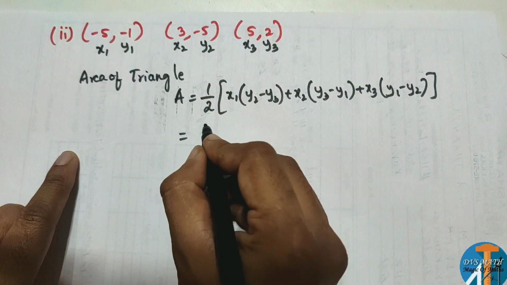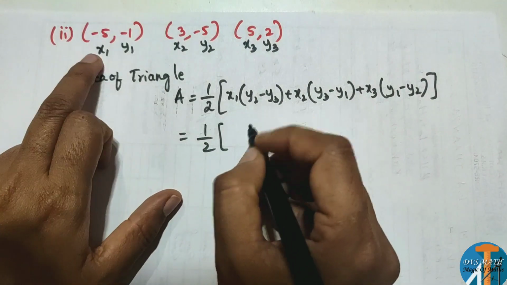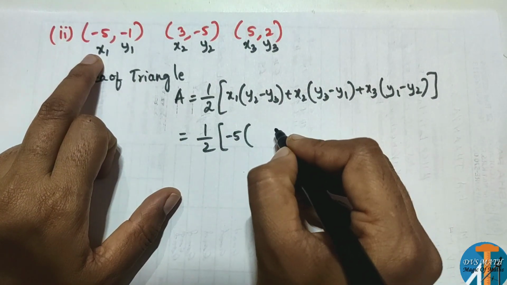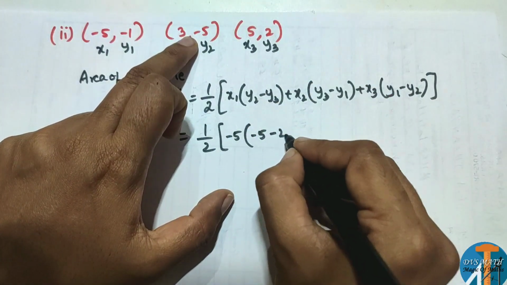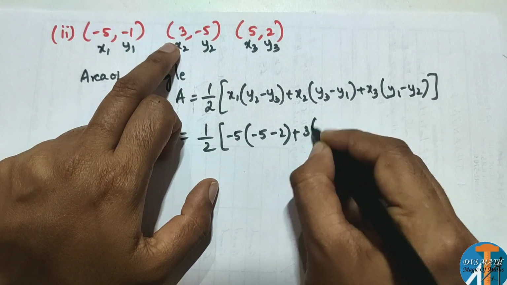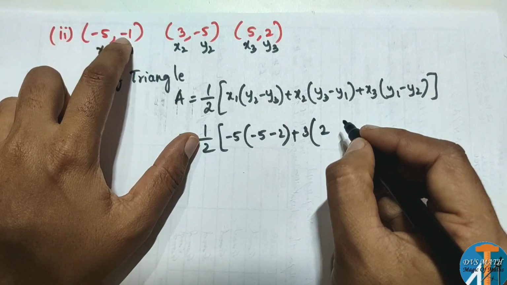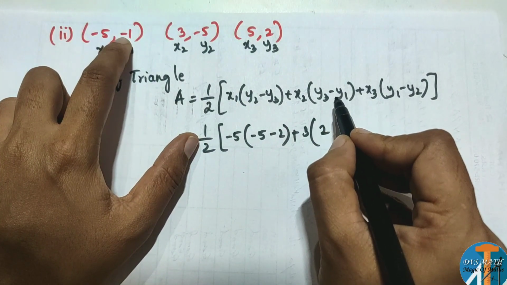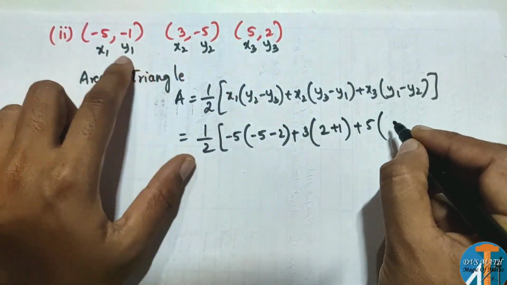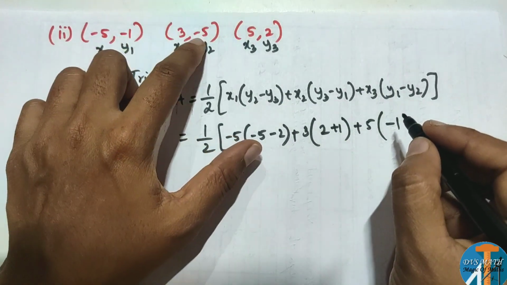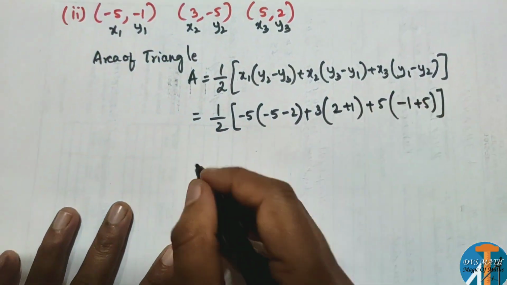Now just substitute. If you write the formula, solving these types of problems is very easy. So let us substitute. What is x1? It is minus 5. What is y2? y2 is minus 5, minus y3, which is 2, plus what is x2? 3, y3, observe y3 is 2, minus y1. In the equation we have minus, minus into minus, plus 1. Plus what is x3? It is 5. Again y1 is minus 1, y2 is minus 5. In the equation we have minus, minus into minus, plus 5. Okay, remaining let us solve.